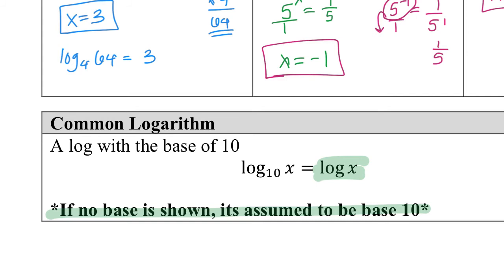From 0 to 9, there's our 10 numbers. Computers work in a number of base 2, zeros and ones. Time is in base 60 because there's 60 seconds in a minute. So there's different bases depending on what numbers you're working with. We primarily work in base 10, which is why we don't put the base 10 if it's assumed to be there.